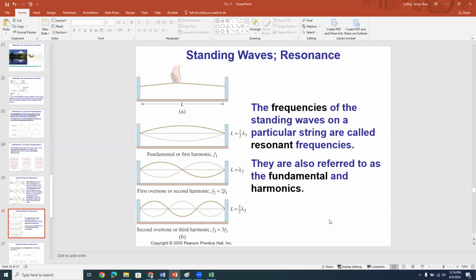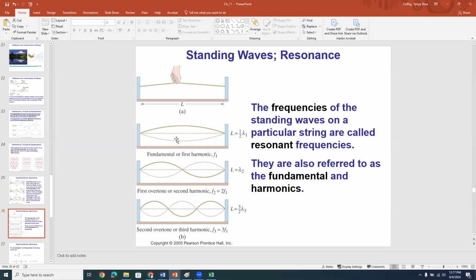Okay, so let's talk about some numbers behind this. This is important for musical instruments like guitars and pianos, for example. Let's say that you have a string and you give it a pluck. So where you pluck it and how you pluck it can result in different frequencies and fundamental harmonics. So what do I mean by that? The frequencies of standing waves on a string are called the resonant frequencies. And these are also referred to as the fundamental and then its harmonics.